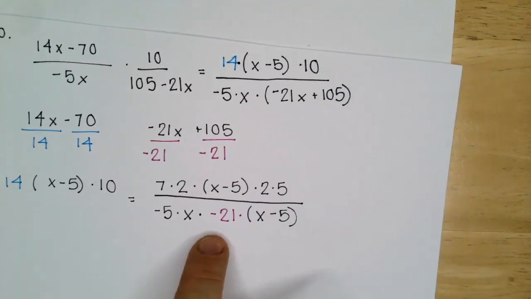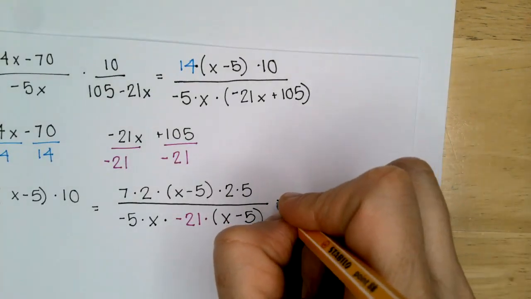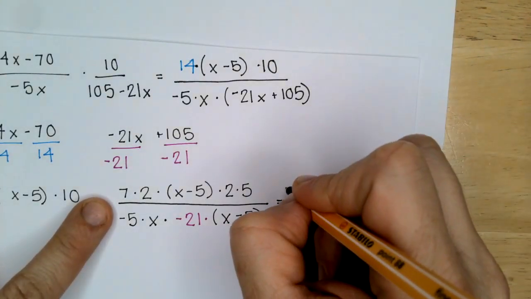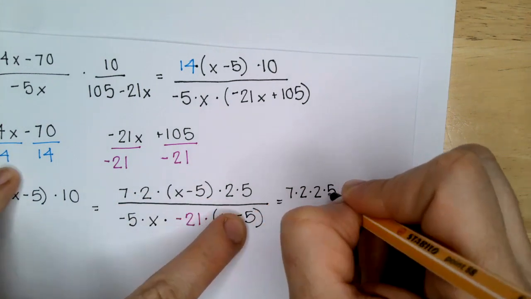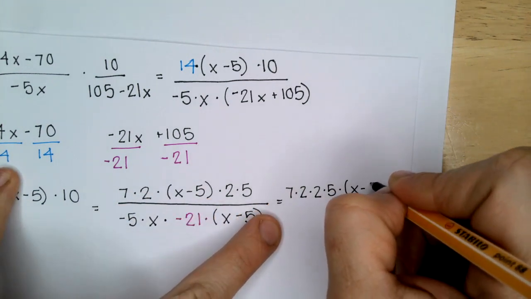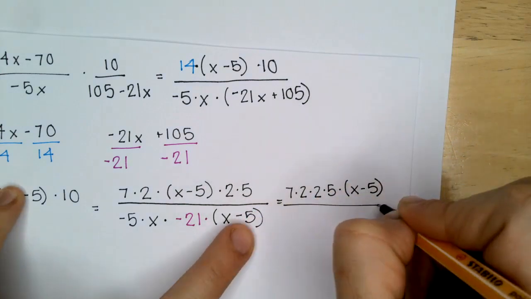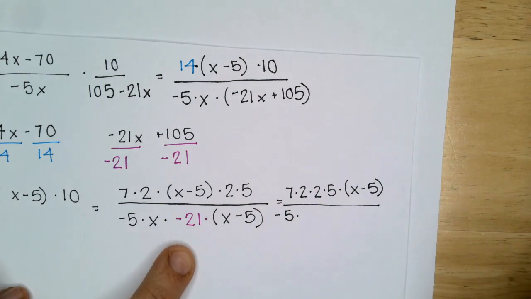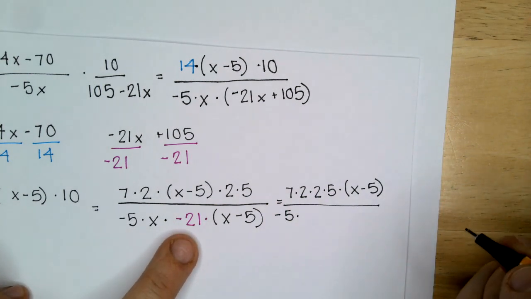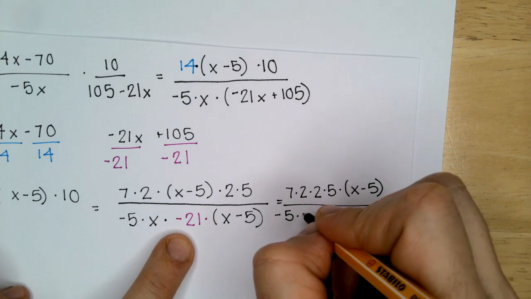Okay, 21 I can factor, but we're almost there. So up on top we have 7 times 2 times 2 times 5 times x minus 5. On the bottom we have negative 5 times, what's 21? The most factored form of 21 is 7 and 3, right?